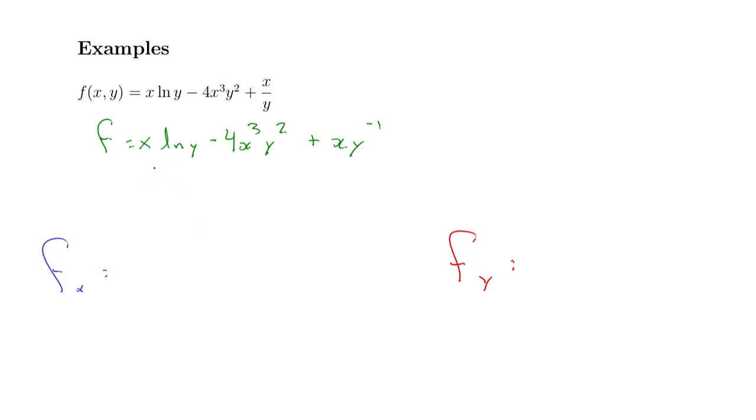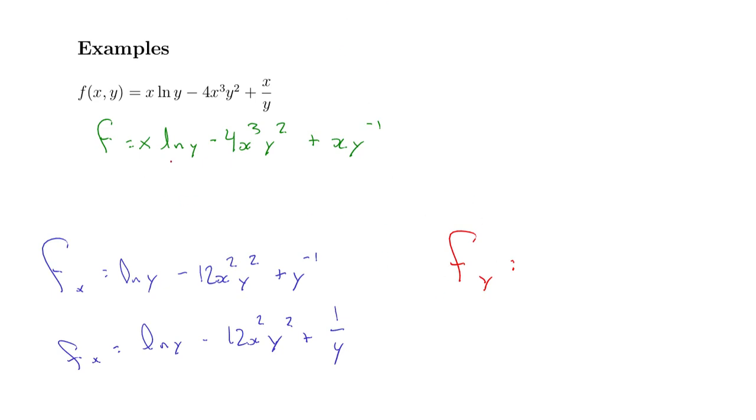All right, so this first term, if we're looking at it with regard to x, we're going to say the natural log y is just a coefficient. So the x goes away and we're just left with natural log y. Here we're going to bring our exponent down. So we end up with 12x squared, and our y squared sticks around because it's a part of the coefficient. And this is like a linear term for x, and so we just end up with y to the negative 1. So you've got the natural log of y minus 12x squared y squared plus 1 over y. That is your partial derivative with regard to x.